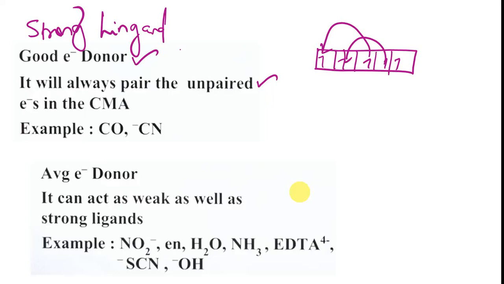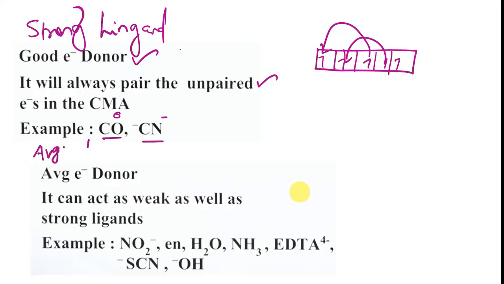In the central metal atom, examples are CO and CN. Here, CO is a neutral ligand and CN is a negative ligand. So you have to remember strong ligands: carbonyl and cyanide are strong ligands. Right. Next we can go for average ligand.